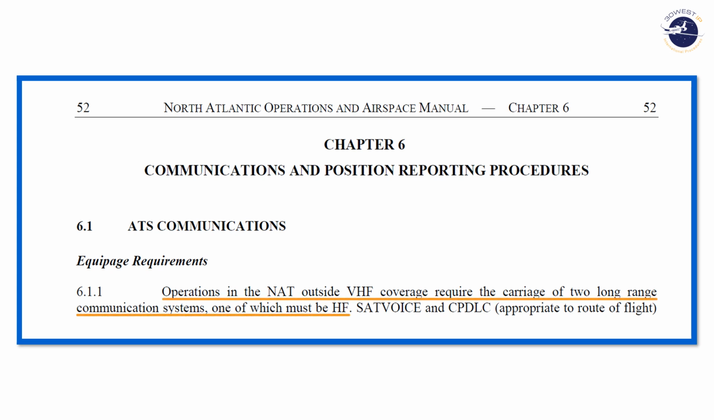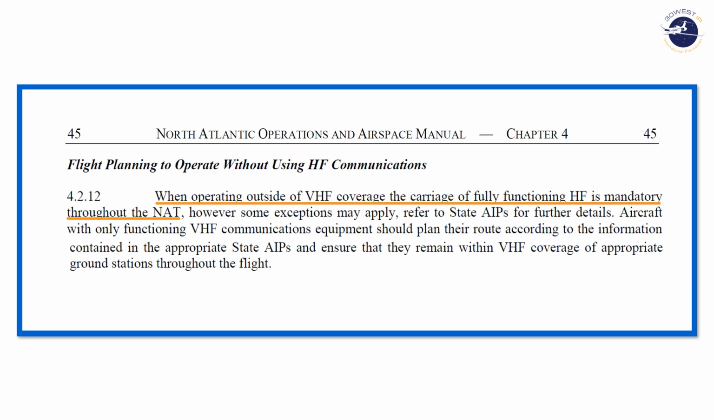6.1.1 indicates, without question, that operations in the NAT outside of VHF coverage still require the carriage of two long-range communication systems, one of which must be HF. Section 4.2.12 reiterates this point that HF is mandatory. However, they do go on to point out in this section that if you don't have HF, then you need to plan your route according to the information in the AIPs and remain within VHF coverage.